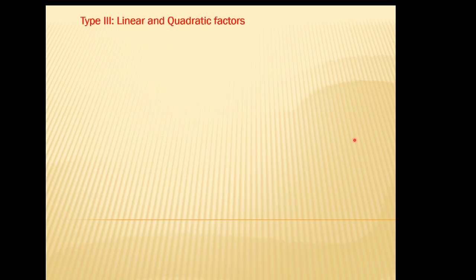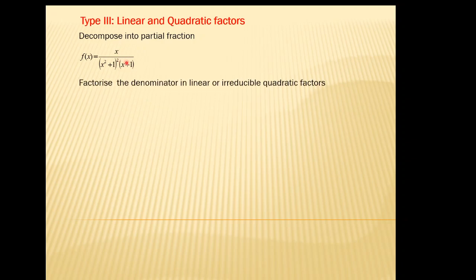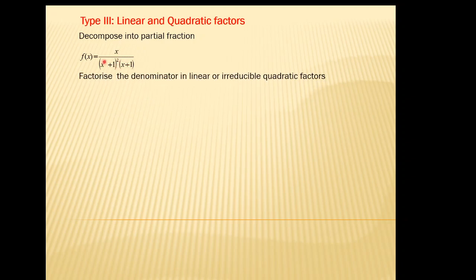Now let us have the next case, that is linear and quadratic factors. Decompose this expression into partial fractions. Here we find that this is a linear factor and this is an irreducible quadratic factor. Why is it irreducible? Because if we find the root of x square plus 1 equal to 0, it gives x equal to plus minus i, which is not real. So that's why this is an irreducible quadratic factor, and as we have power 2 here, it is an irreducible quadratic factor which is repeated.